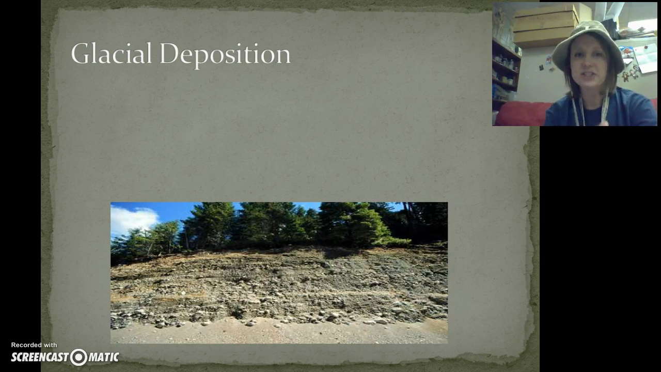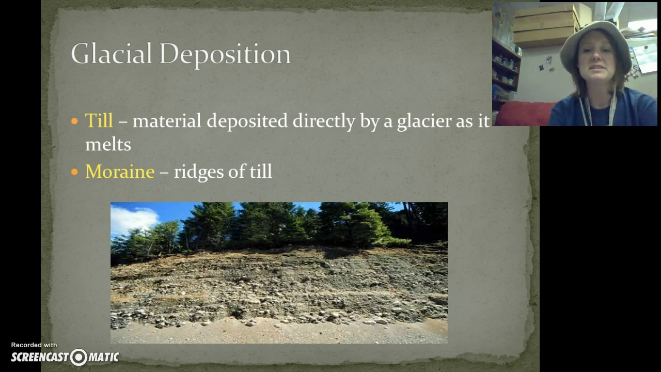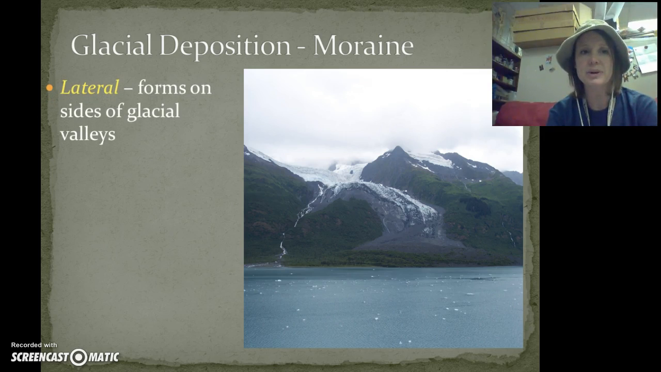Now, glacial deposition, so all of the sediments that were eroded or carried away by the glacier are deposited in a new location. The material, the unconsolidated sediments that have been carried from wherever the glacier has moved, is called till. And as the glacier melts, those sediments are just dropped where they are. When you get ridges of till, like you see in this picture here, basically like a big pile, that is called moraine. Now, depending on where it is in relation to the glacier, there's 3 different types of moraine.